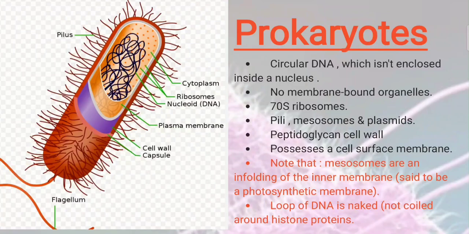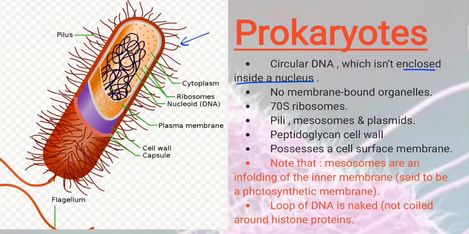They possess a circular DNA that's not enclosed inside a nucleus. As you can see here in the diagram, it lies freely in the cytoplasm. It's not even coiled around histone proteins. Imagine something you coil around, like a tube. It's supposedly coiled, but now it's not. It's circular. It cannot react.